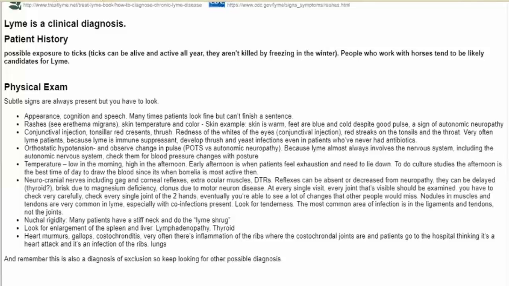Now, there can also be heart murmurs and gallops, and people can think that they're having a heart attack, and that can be due to something called costochondritis. That's an inflammation of the ribs where the costochondral joints are, and it feels like a heart attack, but it's not. It's an inflammation in those particular joints, and the doctor checks to see if there's infection there. It can affect the lungs. The doctors need to recognize that, because in order to diagnose Lyme, often you have to exclude other conditions. That's where you start getting that high bill, all the testing to rule out lupus.